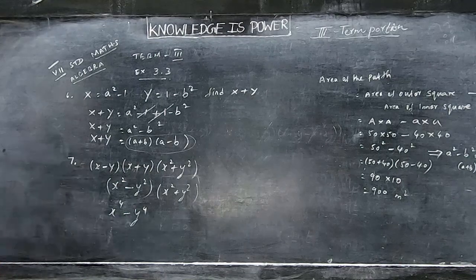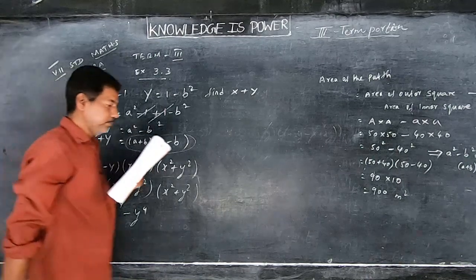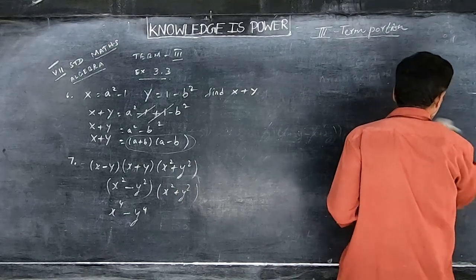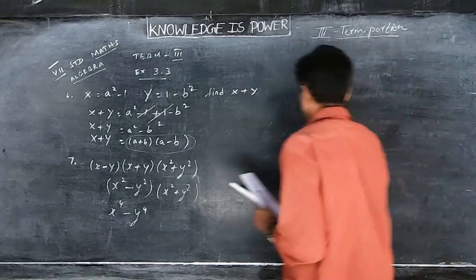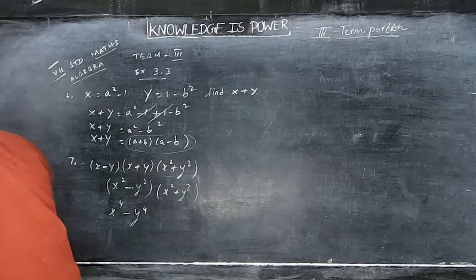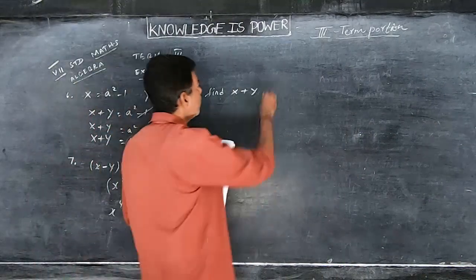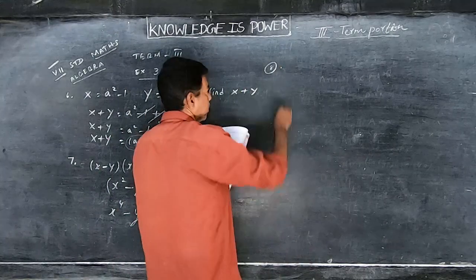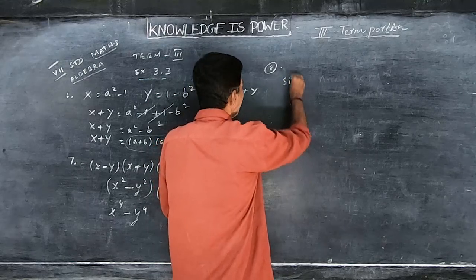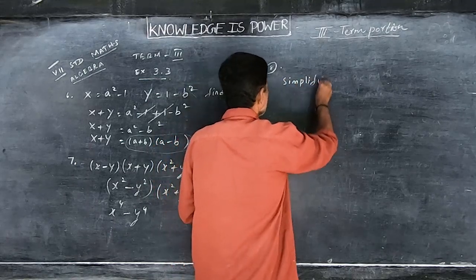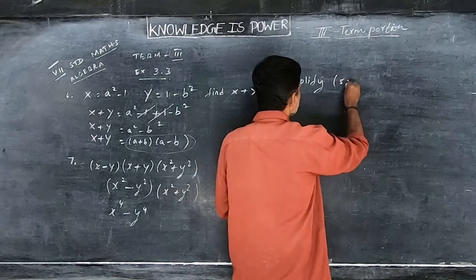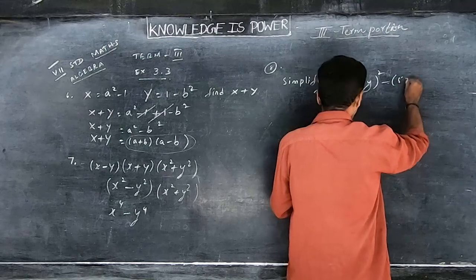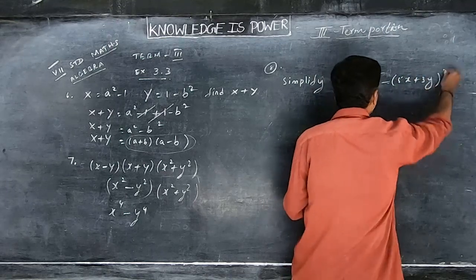Now we move on to question number 8. On page number 70, look at the textbook. Simplify (5x minus 3y) whole square minus (5x plus 3y) whole square.